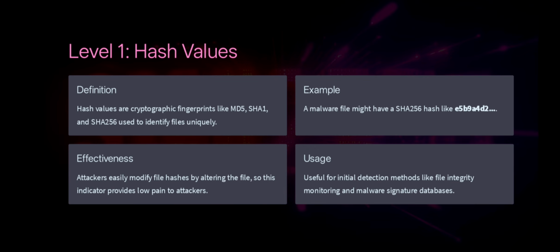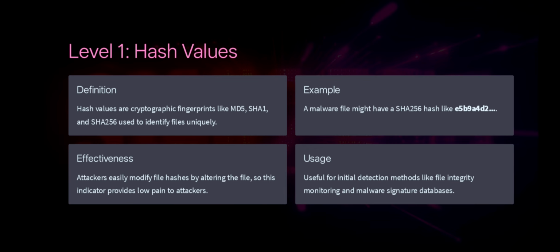Why they're easy for attackers. Changing a single byte in the file changes the hash entirely. Adversaries can easily recompile or slightly modify malware, a process known as polymorphism. Automation tools like malware packers or cryptors can randomize payloads and produce new hashes constantly.